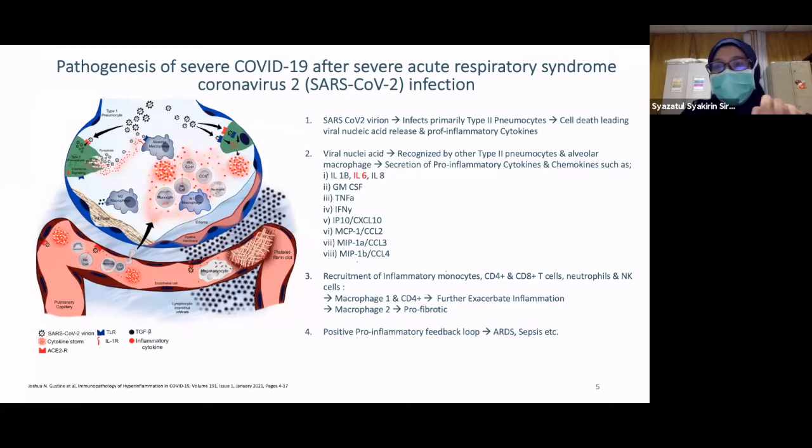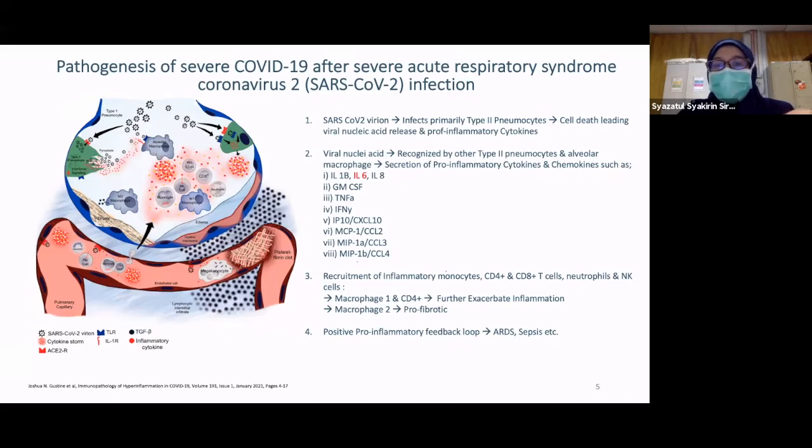And this recognition by the type 2 pneumocytes and alveolar macrophages in the alveolus will promote the secretion of pro-inflammatory cytokines and chemokines. So you've got a number of cytokines and chemokines that are produced after this immunogenic response is triggered. One of them, which I highlighted, is interleukin-6. That's where you target one of the therapeutic treatments, directed at the interleukin-6 receptor, where you use tocilizumab besides your steroid therapy to calm down, or cool, the hyperinflammation phase.